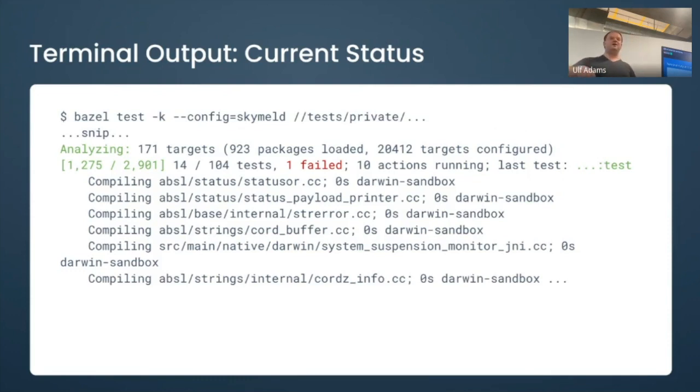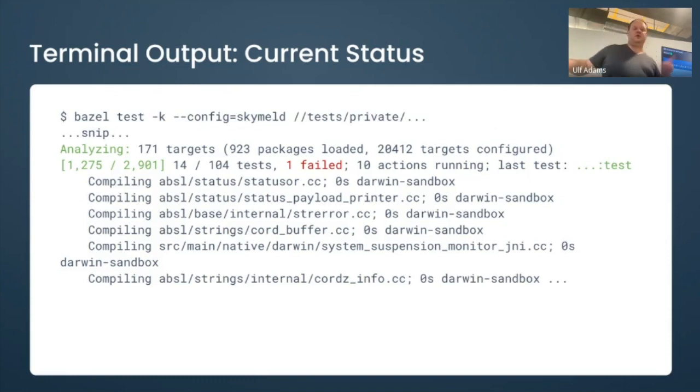Sorry, Bazel wastes a giant amount of space on what actions are currently running, which I'm completely not interested in most of the time. Which seems a little bit backwards, right? Maybe it would be better for Bazel to give you more information about loaded packages, configured targets, test results, and less information about how many actions are currently running, or the names of the actions that are running. I'm compiling XYZ. Okay, I guess.